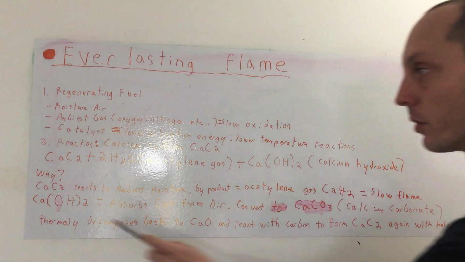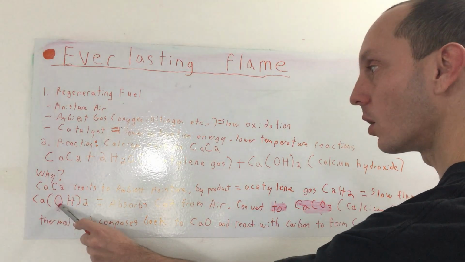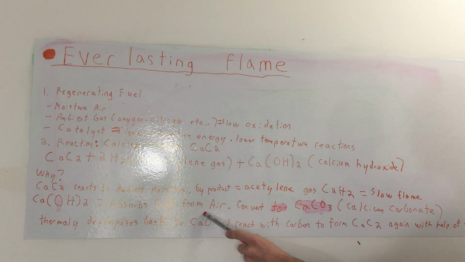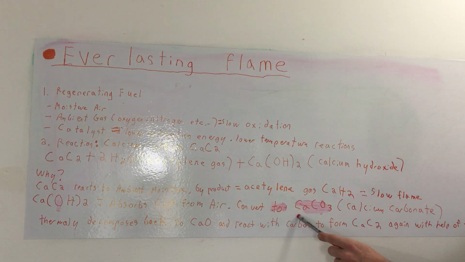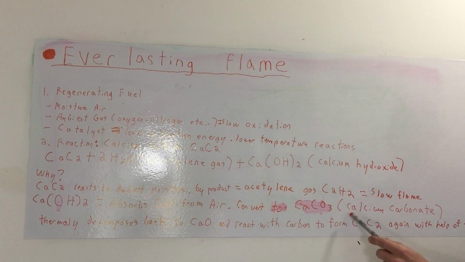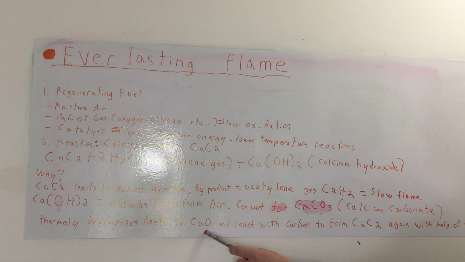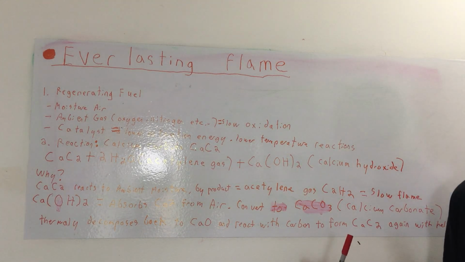Now, while the flame burns, we get Ca(OH)2, which absorbs the CO2 from the air, and that'll convert it back to CaCO3, which is calcium carbonate, a form of it anyways. Now, because the flame is burning, it thermally decomposes back to CaO and reacts with the carbon to form CaC2 again with the help of the flame heat. So that's one way of doing it.